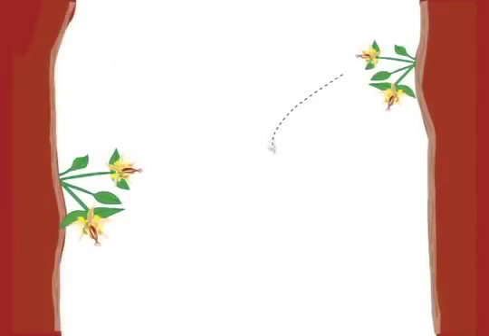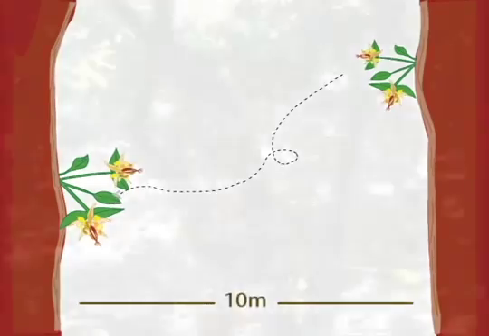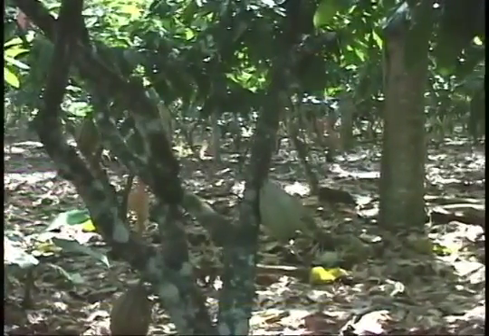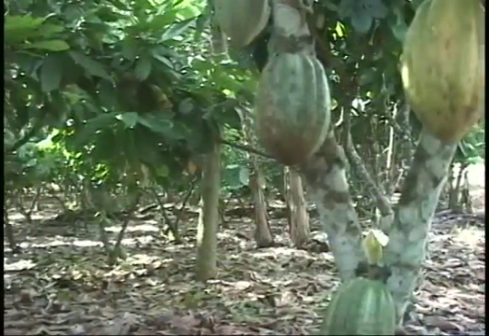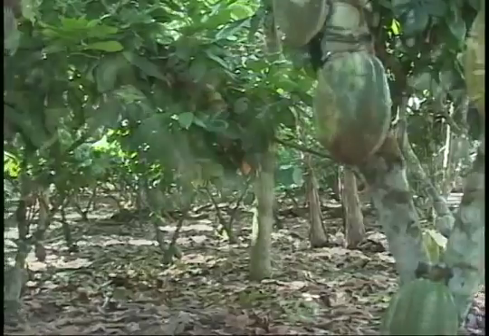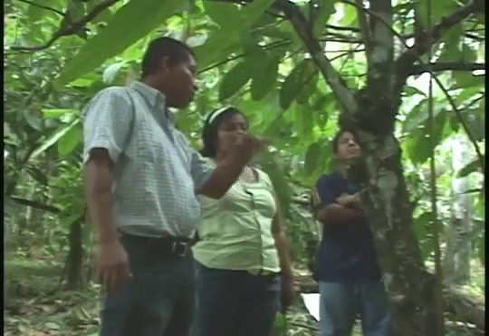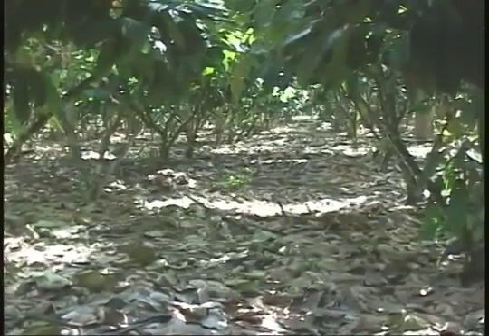Because cacao pollinating midges are very small and do not travel far, barely 10 meters, the fathers of the seeds will be found in the vicinity of the mother plant. It is important to know where and how these pollinating midges live to see what cacao farmers can do to increase pollination in the cacao grove.